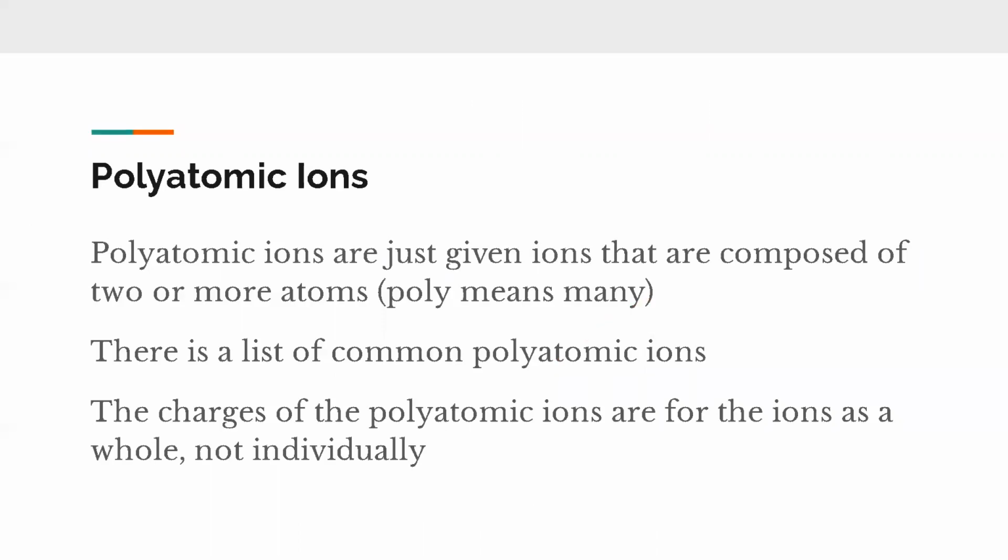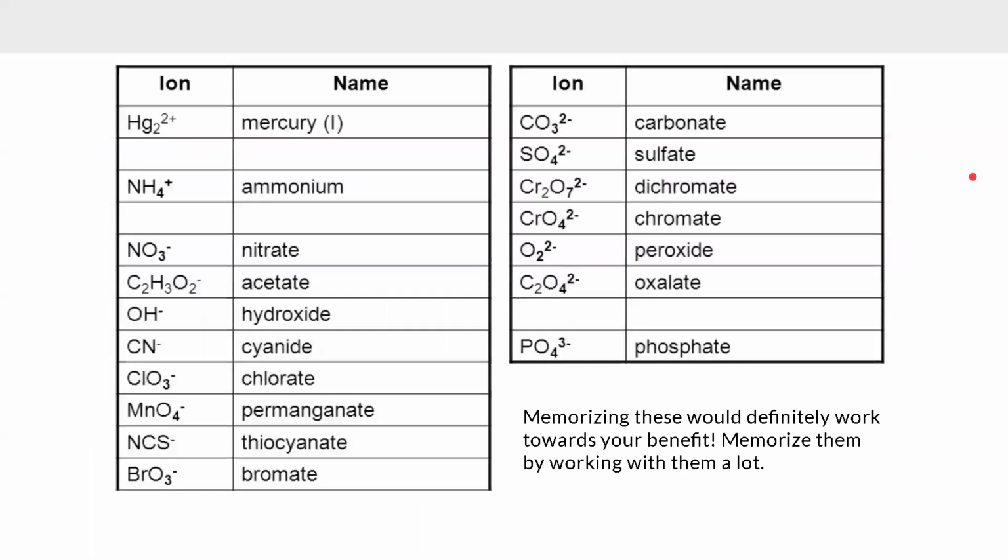So polyatomic ions are just given ions that are composed of 2 or more atoms, because poly means many, like I just said. There's actually a list of polyatomic ions, so you don't have to remember them, or you don't have to calculate the charge every single time. And the charges of the polyatomic ions are for the whole thing, so both elements, or more than one element, not just individually. So once you get into slightly more advanced chemistry, you're going to see these ions a lot.